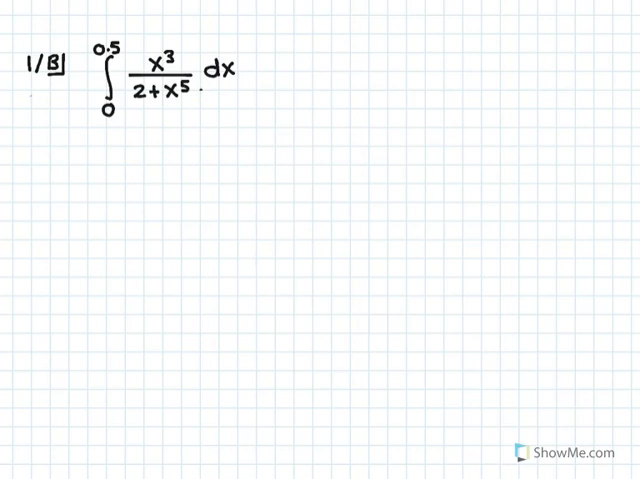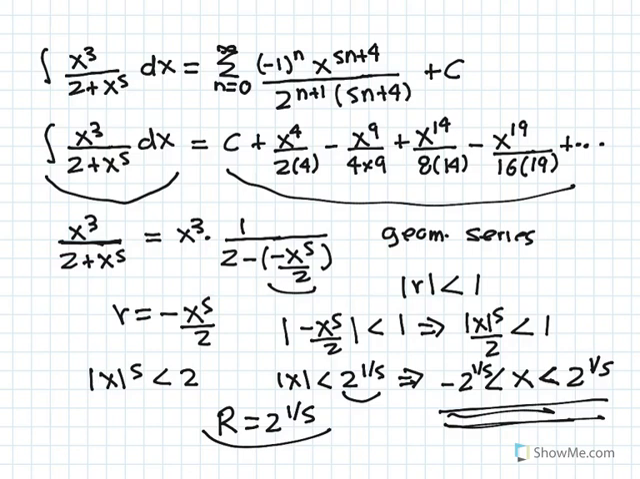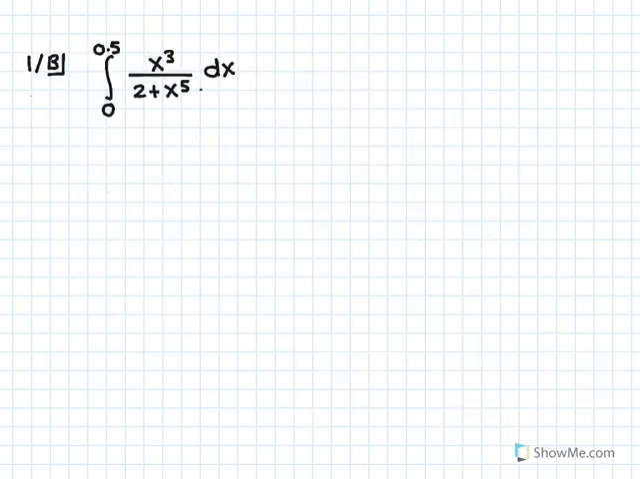All right, part B is asking us to evaluate the definite integral from 0 to 0.5 of x cubed divided by 2 plus x to the power of 5 dx. To evaluate this integral, we're going to need to apply the fundamental theorem of calculus. So let's use the antiderivative that we derived earlier, except we'll just put c equals 0, because we can use any antiderivative. All right, so we have the integral from 0 to 0.5 of x cubed divided by 2 plus x to the power of 5 dx.